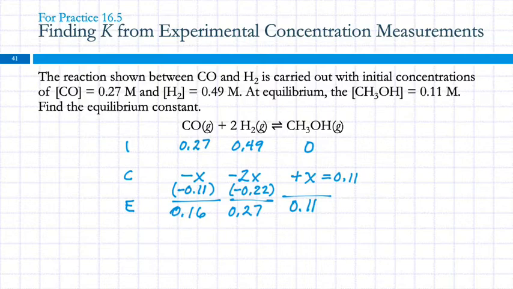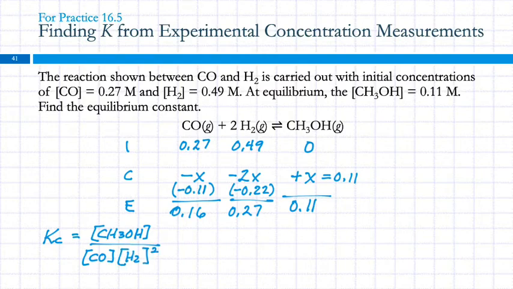So we found our equilibrium concentrations. We're not done yet because it says, what's the equilibrium constant? So for the equilibrium constant, I write that expression that we were feeling pretty comfortable with: CH3OH divided by CO and H2 squared. There's no liquids or solids in there, so we're good.